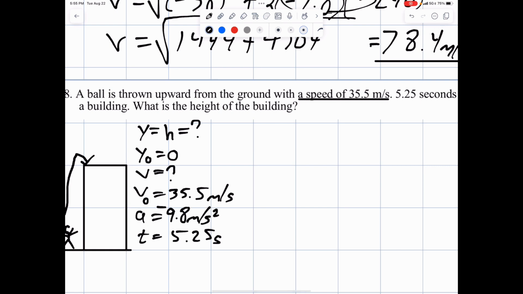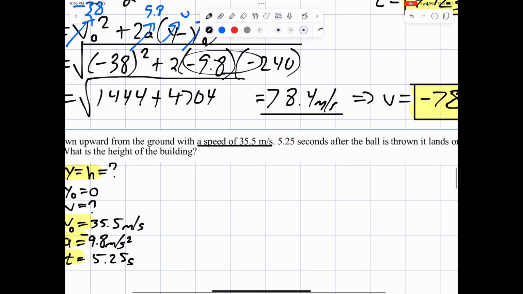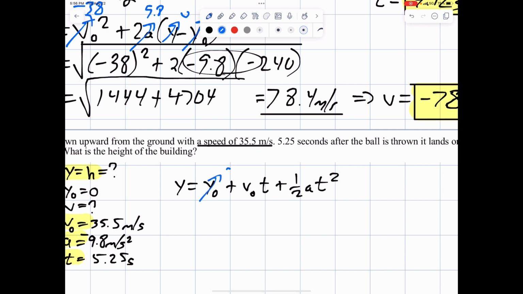But I don't know the speed at the building, and I don't know the height of the building. So what I'm thinking is you can jump right on. I'm looking for this. I have the initial velocity, acceleration, and time. I think we can jump right on equation number 9, which says y equals y naught plus v naught t plus 1/2 a t squared, right? Only that y naught cancels out. So we just plug in for the rest.